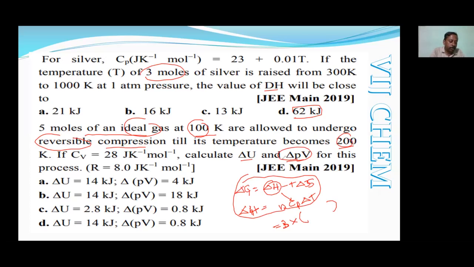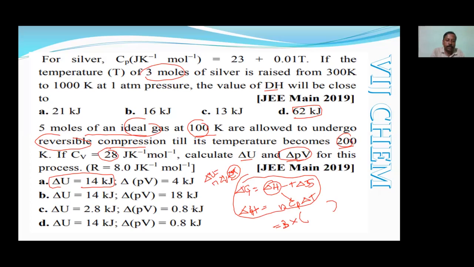Is it clear? So what is the formula for delta U? Delta U will be n Cv delta T. Delta T is already given, 200 to 100. And Cv is given here, 28, and the number of moles, 5 moles, is given. So just by substituting that, you will get the answer. Delta U will be 14 kilojoules.